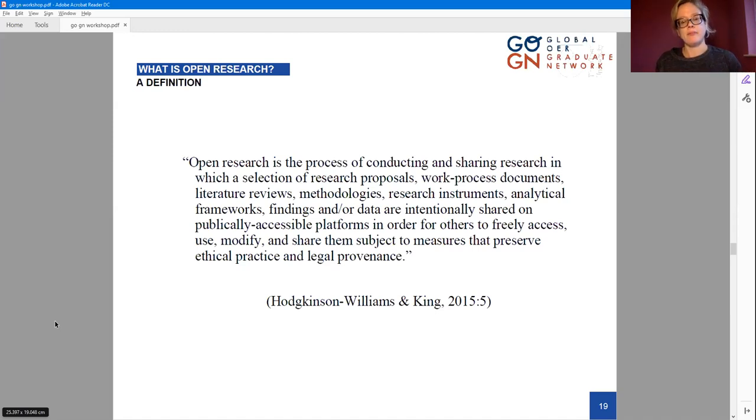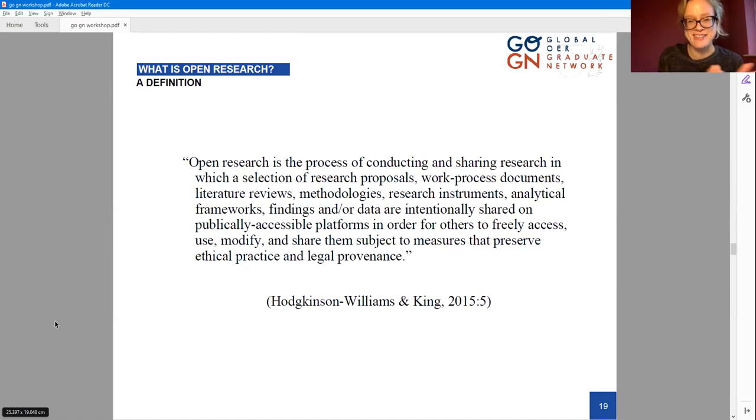If we were continuing this discussion, and I'm conscious of time, so I'll hand to Rob in a moment, we'd look at different phases of the research cycle and talk in a bit more depth about where we thought we might be able to be open at different stages of the cycle. I've put this lovely quote here from Cheryl Hodgkinson-Williams and Thomas King around open research, which is quite useful to show just the range.